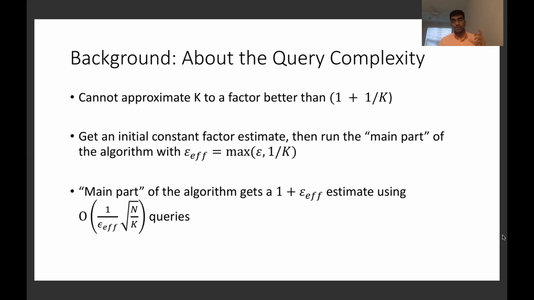So how the algorithm works is that first we get an initial constant factor estimate, and we can do this cheaply. So we have an idea of k, let's say up to 1.1.